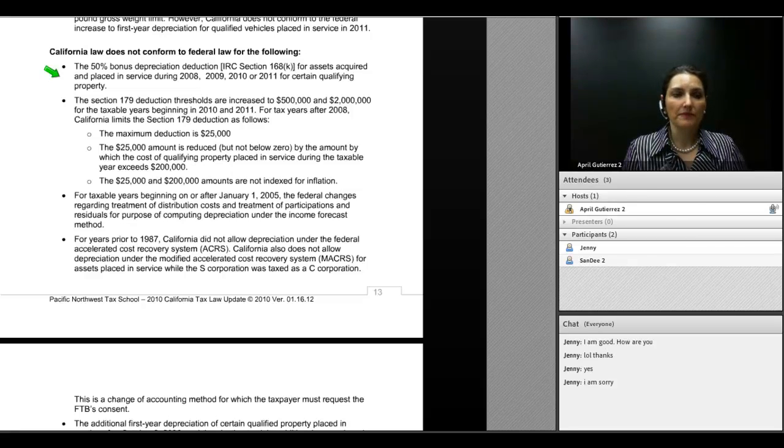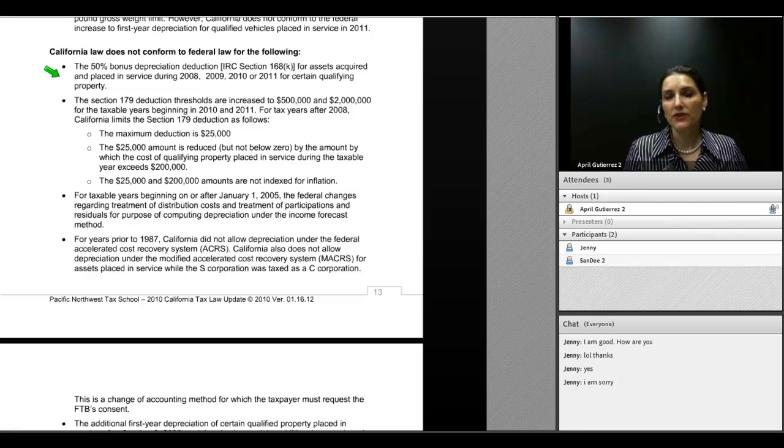Again, firstly, and beginning with 50% bonus depreciation, and actually we had 75 and even 100% bonus depreciation in for 2011. California does not allow bonus depreciation, so if you claimed bonus depreciation, you will have an addition on your California return for the year you claim bonus depreciation on the federal return.